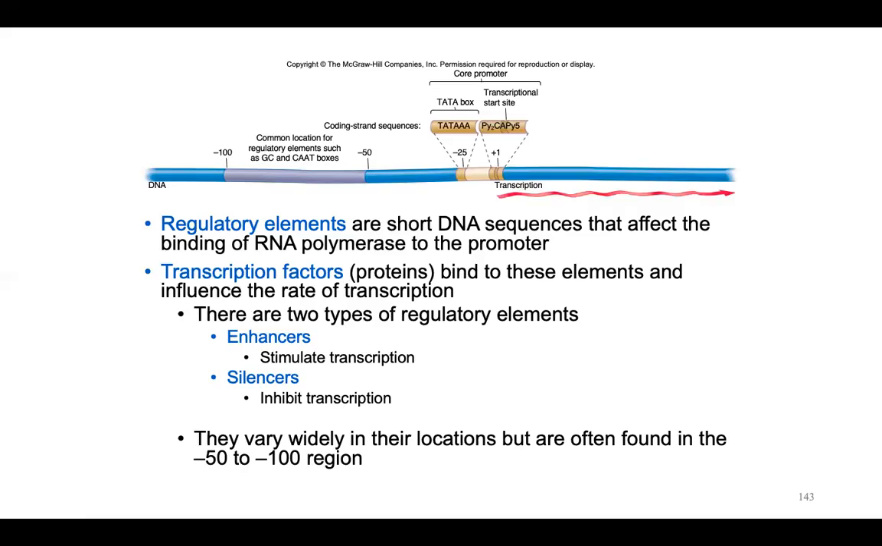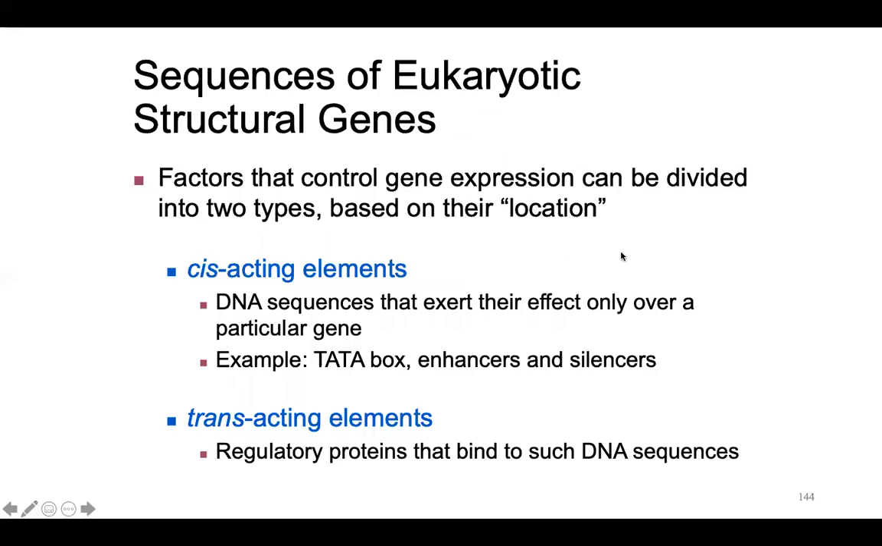And there are two types of regulatory elements: enhancers and silencers. Enhancers are regulatory elements wherein if a transcription factor is bound to them, it stimulates transcription. Silencers are regulatory elements wherein if the transcription factor is bound to them, it inhibits transcription. Okay? The regulatory elements vary widely in their location but are often found in the -50 to -10 region. So it's really upstream, away from the transcription start site.